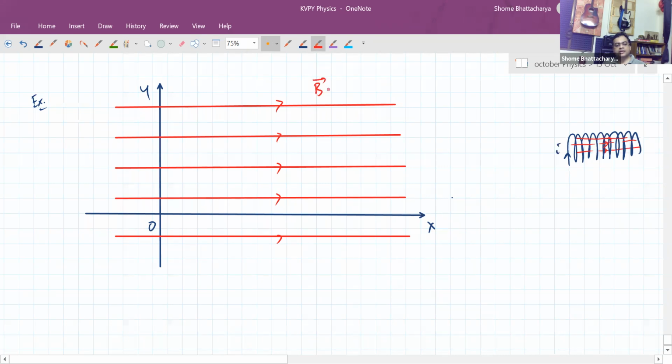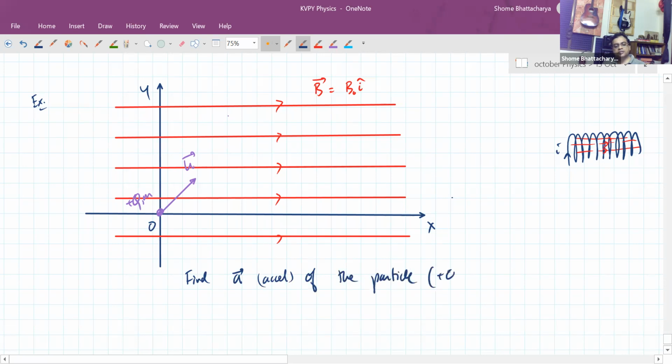So we have a uniform magnetic field of magnitude B naught and direction along the x-axis. Now we have a charged particle which is placed at the origin. It has charge plus q and mass m. Now it is given some initial velocity u. So we want to find the acceleration vector of the particle.